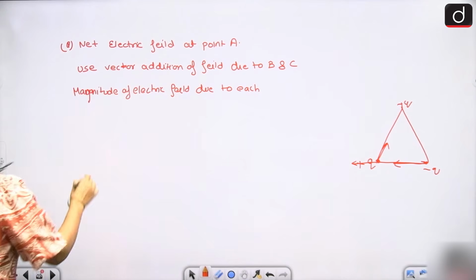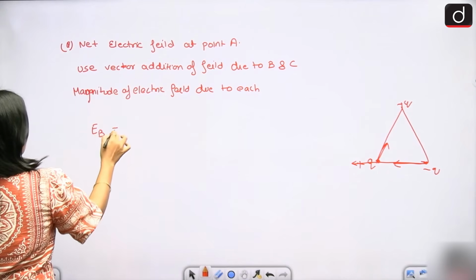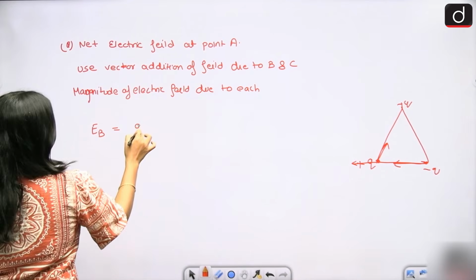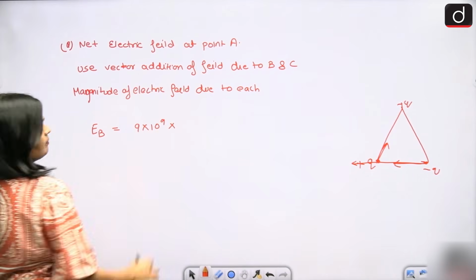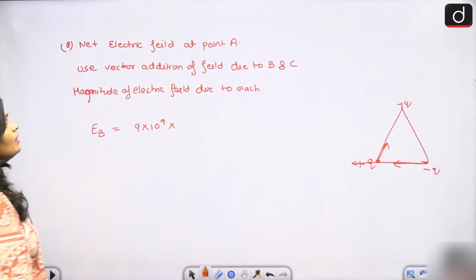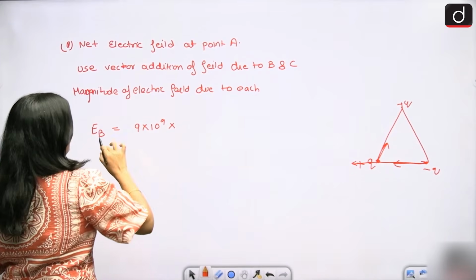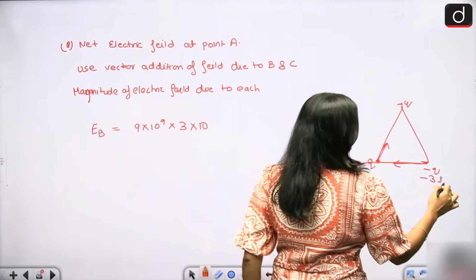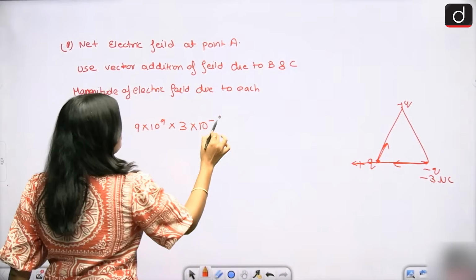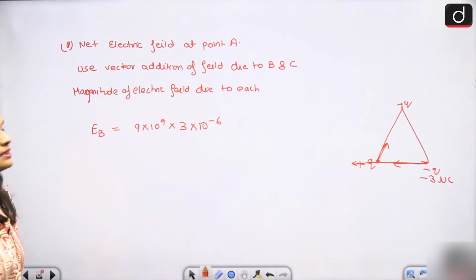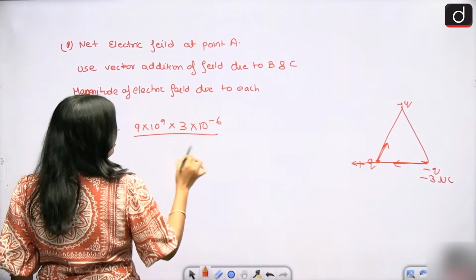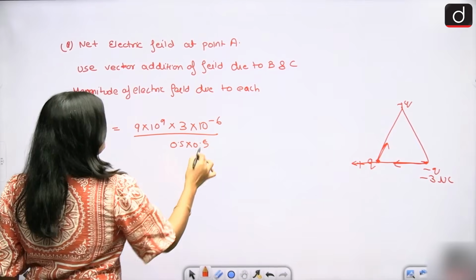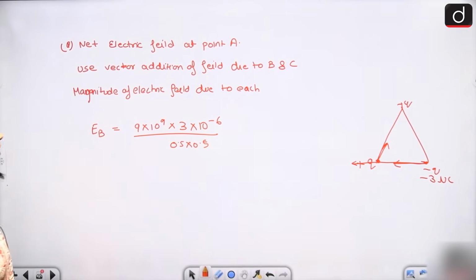So how do you have to calculate? First of all, calculate the electric field at point B. So at point B it is 9 into 10 to the power 9 multiplied by the charge at B, 3 into 10 to the power -6, which is a -3 mu c charge, divided by r square. How much? 0.5 into 0.5. So how much will it be?